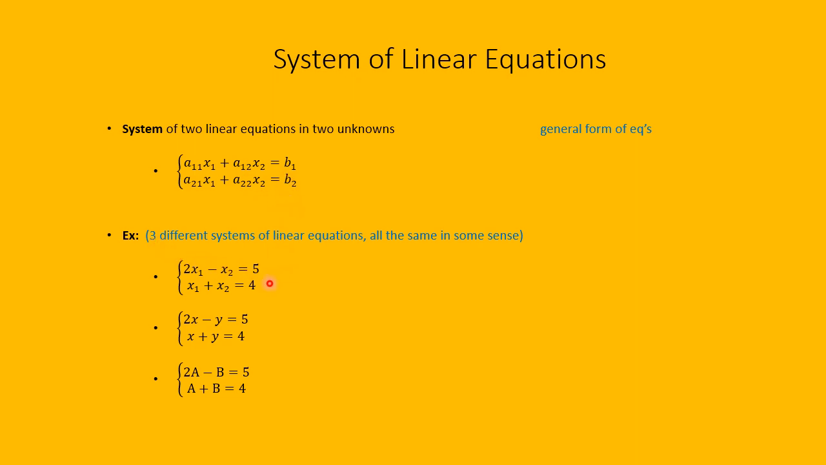Here are some examples. We could have 2x sub 1 minus x sub 2 equals 5, x sub 1 plus x sub 2 equals 4. This is a system of two equations and two unknowns. We could also have 2x minus y equals 5, x plus y equals 4. These are two linear equations in the variables x and y. We could also have a system 2 times a minus b equals 5, a plus b equals 4. This is a system of linear equations in the variables a and b.